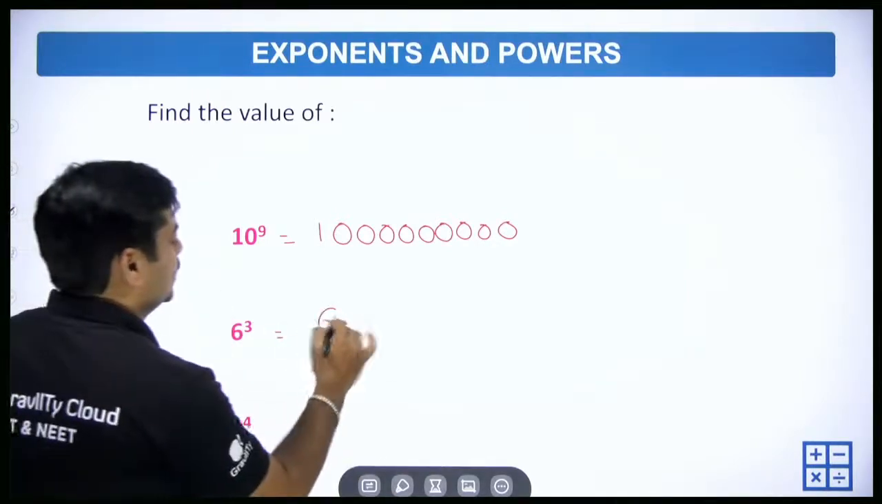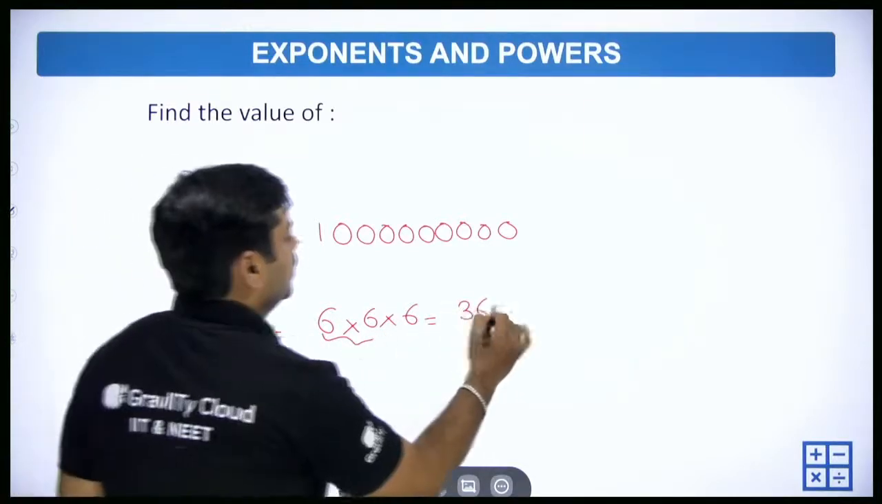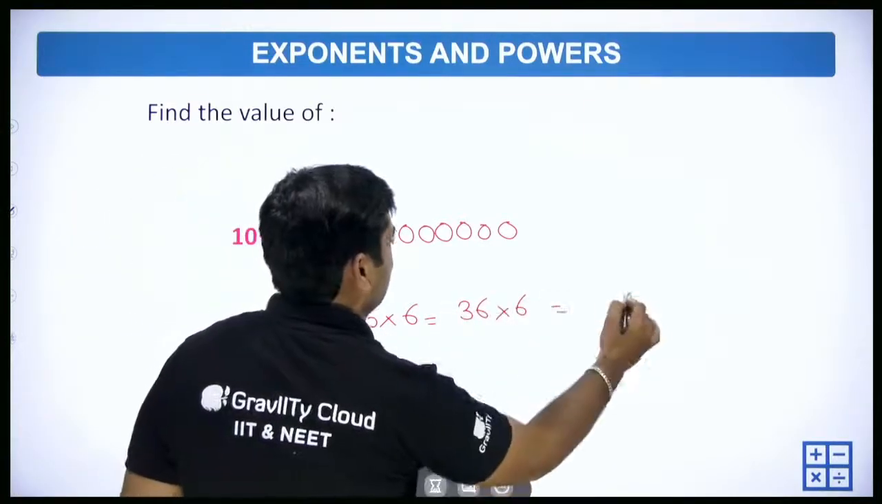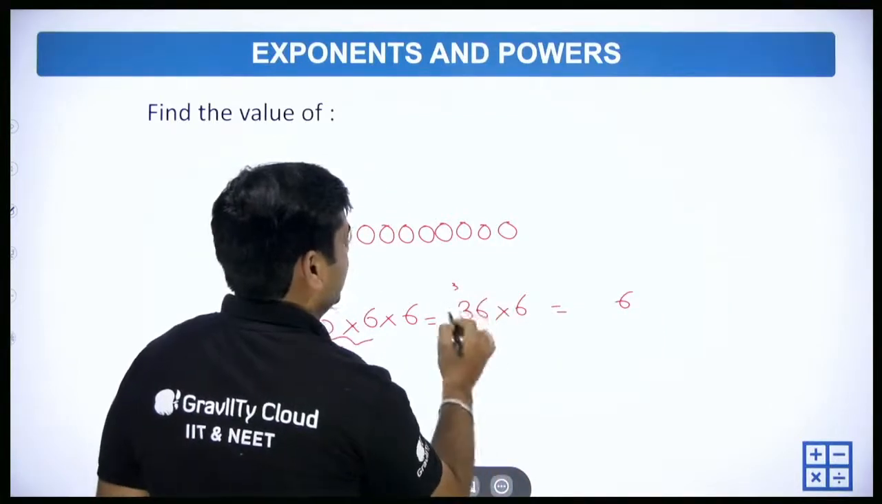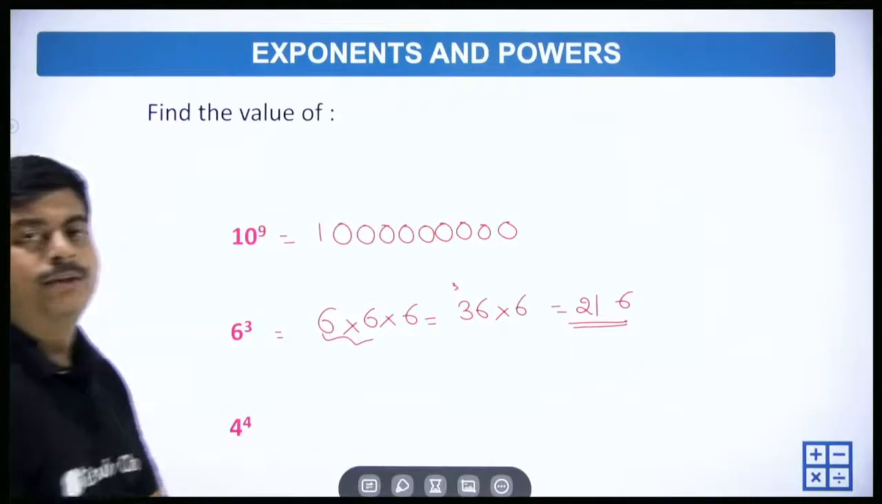6 cube, 6 into 6 into 6. 6 into 6 is 36. 36 into 6, 6 6s are 36, 6 3s are 18, 19, 20, 21. So that becomes 216. That becomes 216. Okay.